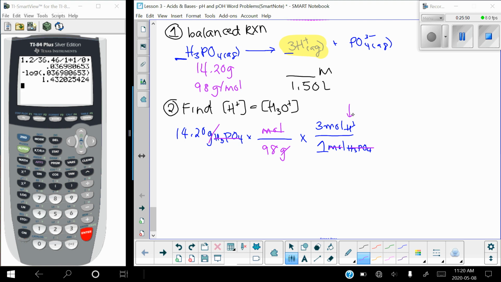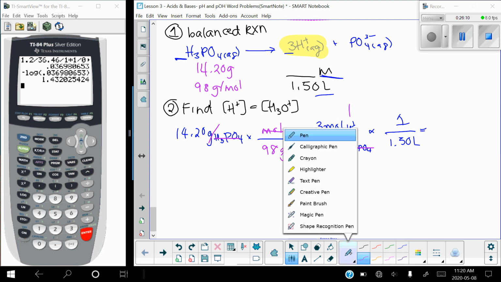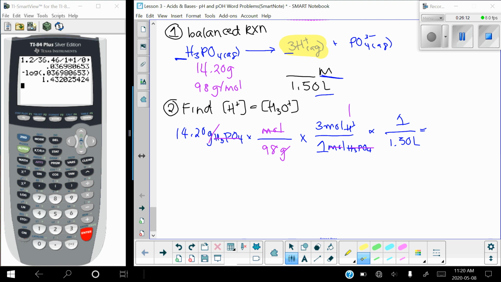Great. From here, we need to convert these moles into moles per liter, and the way that we do that is dividing by our volume, which is conveniently already in liters. So divide by 1.5 liters, and now what I am left with is moles per liter of H+. Perfect, that's exactly what we're looking for. So we can go ahead and plug that in.